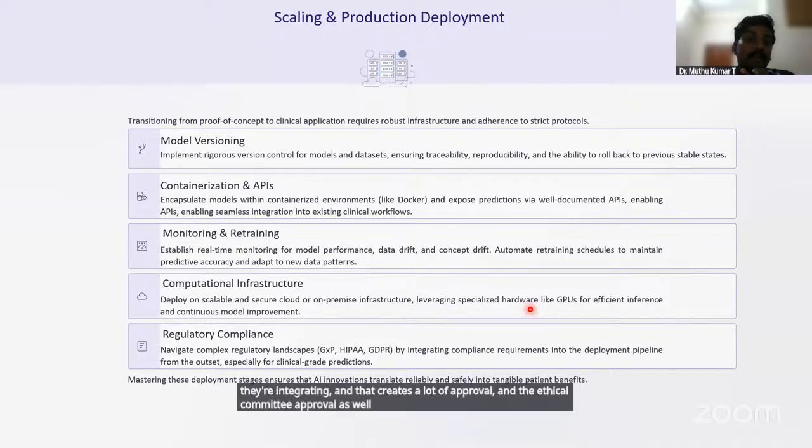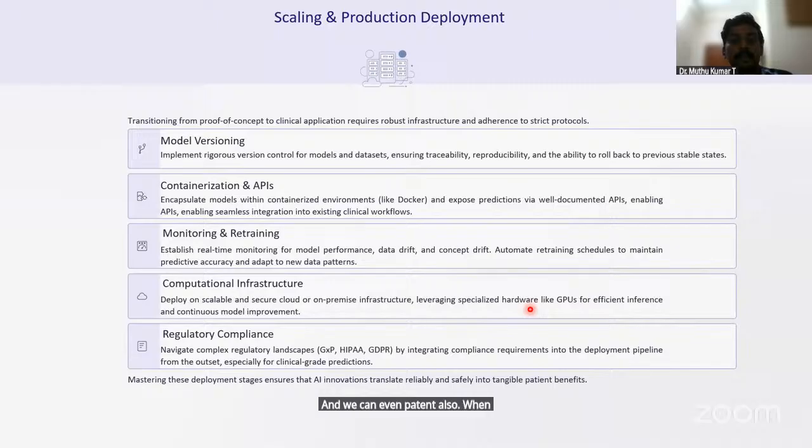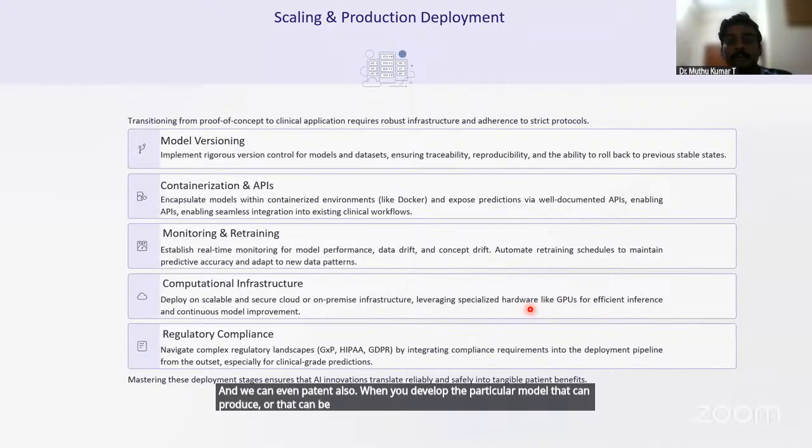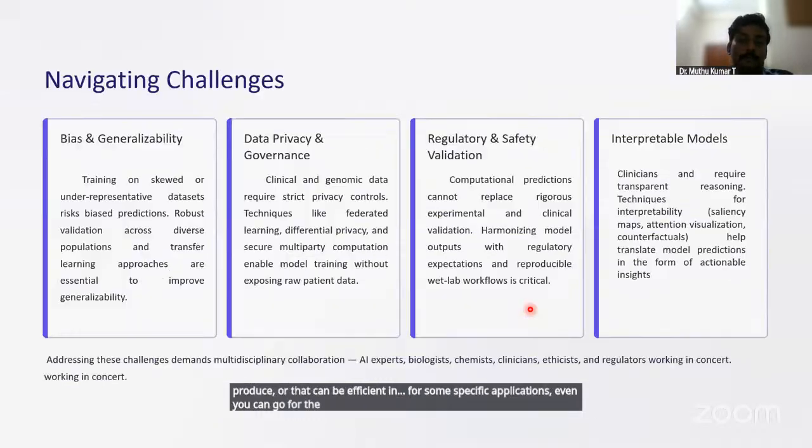And we can even patent also. When you develop a particular model that can be efficient for some specific applications, you can go for the patent rights as well.